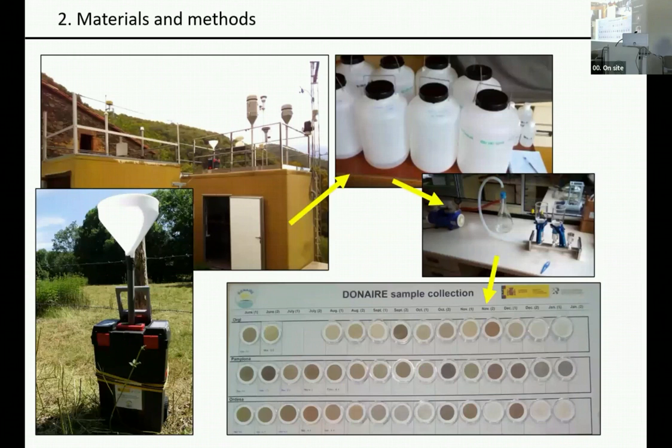Okay, going to the materials, I show here in the lower left corner of the image a detail of one of these homemade collectors that we use for capturing the atmospheric deposition. It's just composed of a plastic funnel, which is connected through a pipe to a plastic vessel that is encased in one of these black boxes to prevent effects from light.